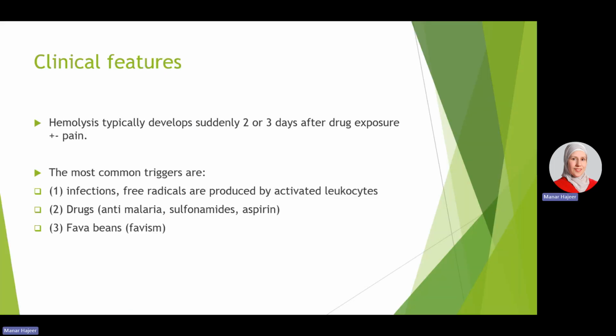As for the clinical features, those patients will be normal unless exposed to any stressful condition like infections or certain drugs or favism. The hemolysis typically starts 2 to 3 days after drug exposure or infection, and usually it is associated with pain crisis. As I said, the most common triggers are infections, because they lead to the formation of free radicals, and some drugs, mainly the anti-malarial drugs, the sulfonamides and aspirin, in addition to fava beans.